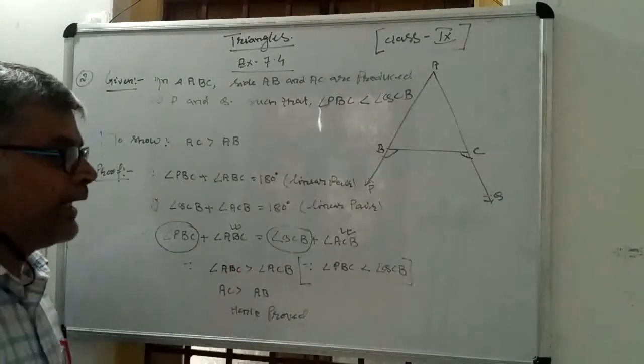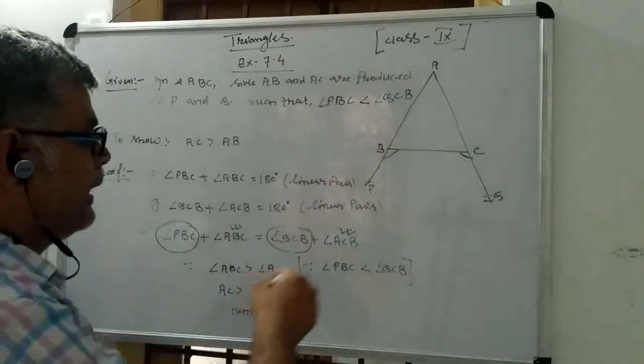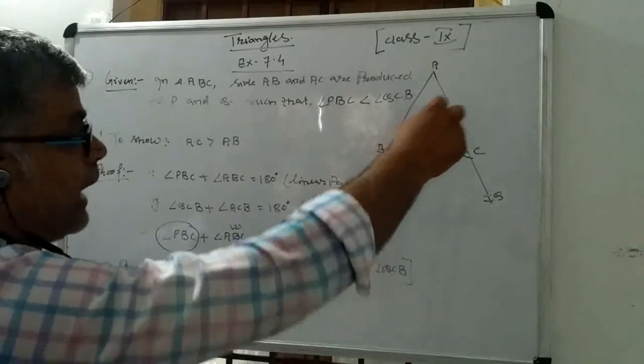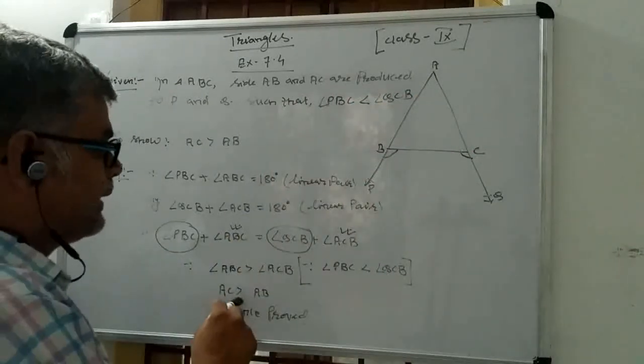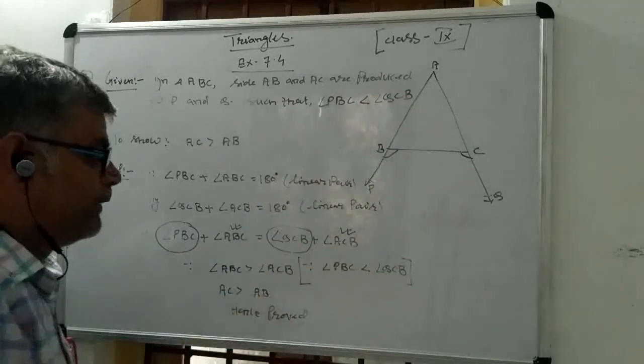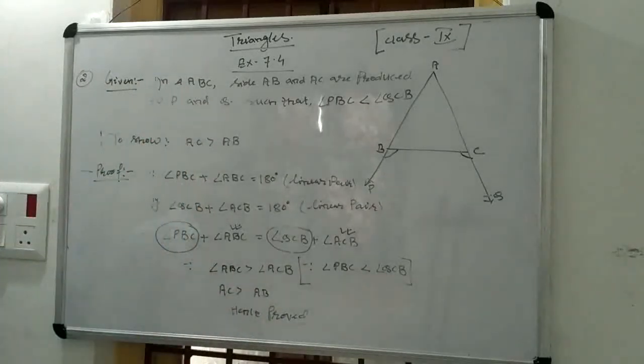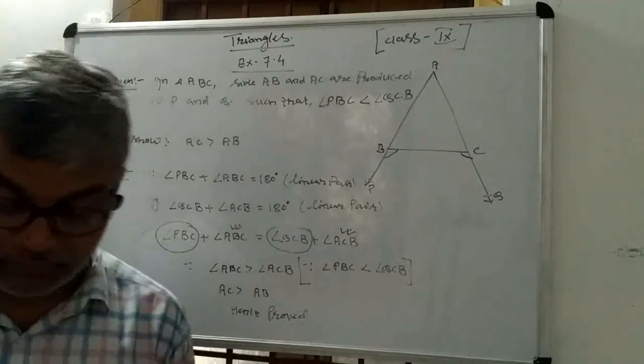And when ABC is greater than ACB, the side opposite to angle ABC, that is AC, is greater than the side opposite to angle ACB, that is AB, and hence this is proved. So in this way we have proved this question. I think this question has been proved, and all of you must have understood it.